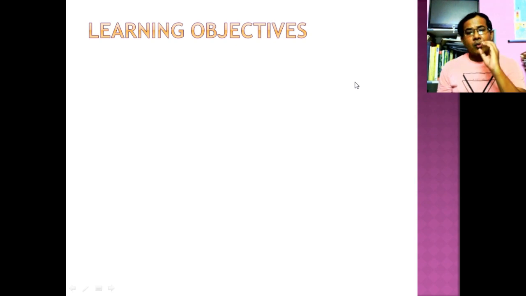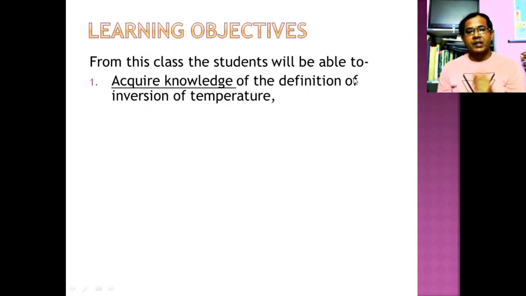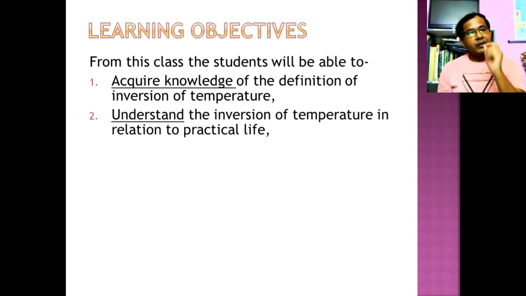Let's see what the learning objectives are. That means from this lesson, what type of understanding or knowledge the students will gain. First, they will acquire the knowledge of the definition of the inversion of temperature. They will understand the inversion of temperature in relation to practical life. That means after this class, the knowledge which they have acquired, they will be able to apply in the practical field whenever they experience or observe the phenomena of inversion of temperature.